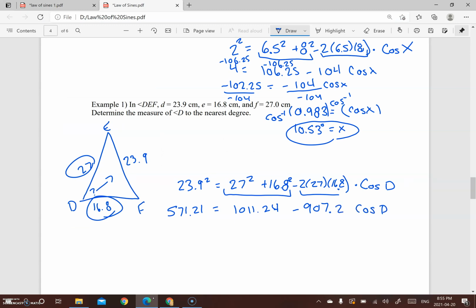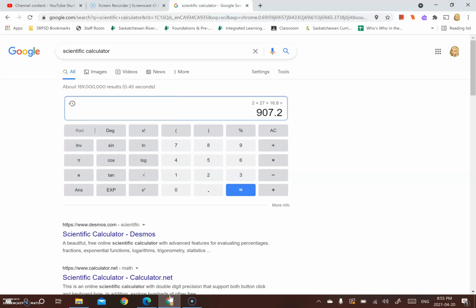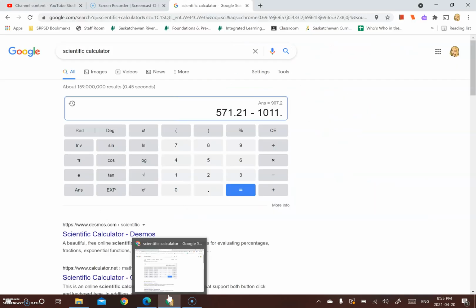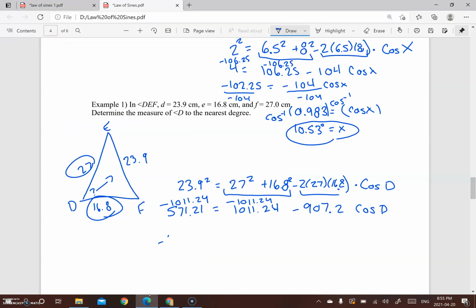Cos D. We're going to subtract both sides by 1011.24 to get rid of that guy. So 571.21 subtract 1011.24 equals negative 440.03. There we go. Okay, divide by negative 907.2.